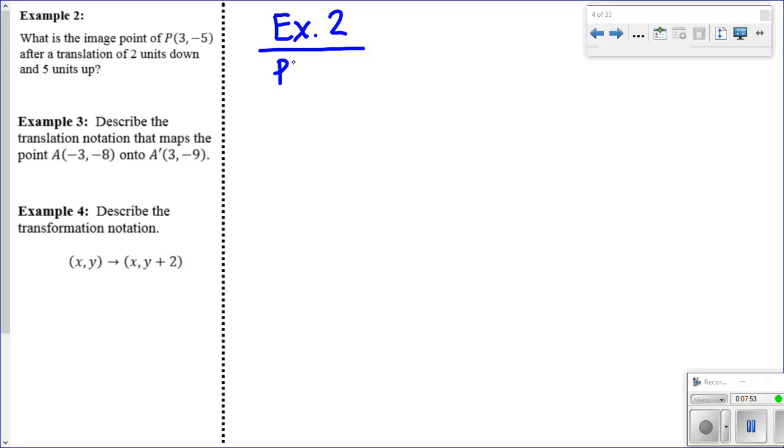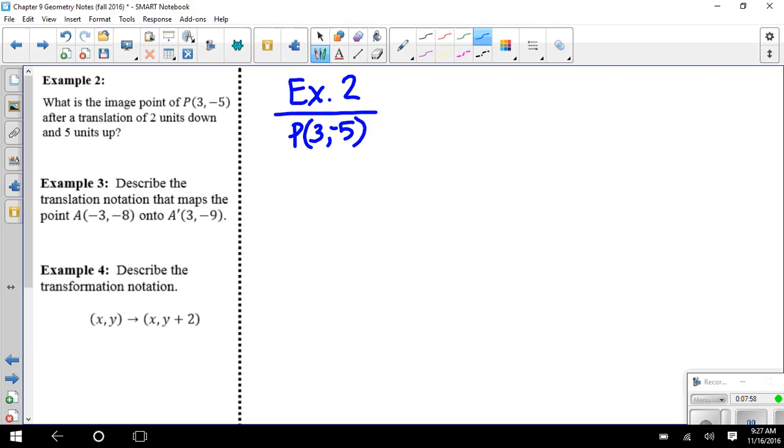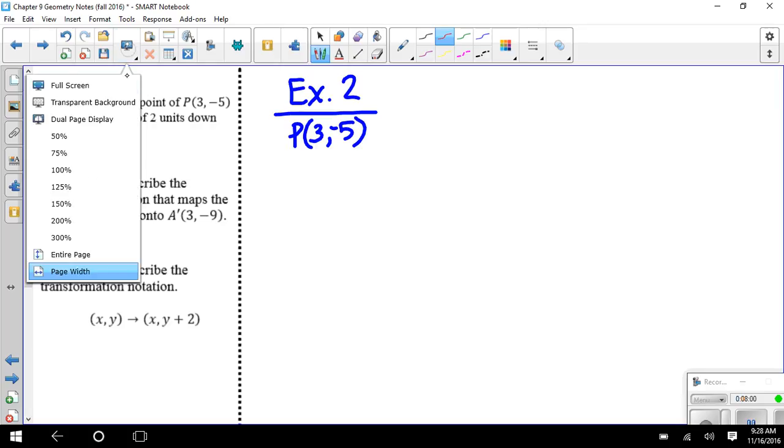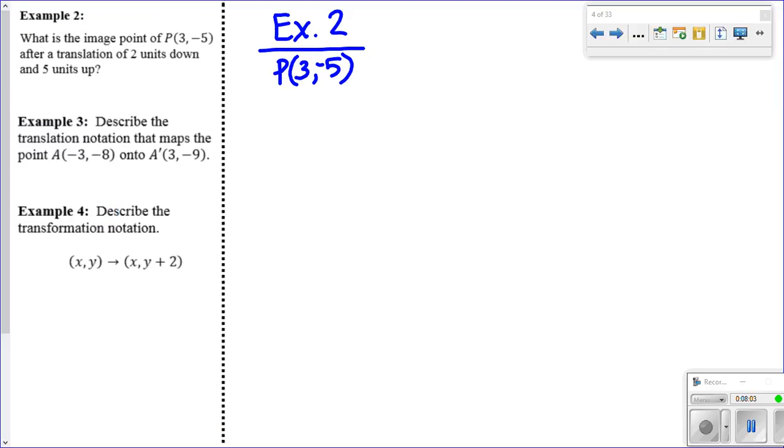Okay, so P is at 3, negative 5. So then if we are going to do 2 units down, is that the X or is that the Y if I'm going down? That's the Y. So it should be 2 units down. I'm going to subtract 2 from the Y. And then 5 units up, that's still the Y. So I would add 5 to the Y. So actually we're not going right or left. So we leave X alone.